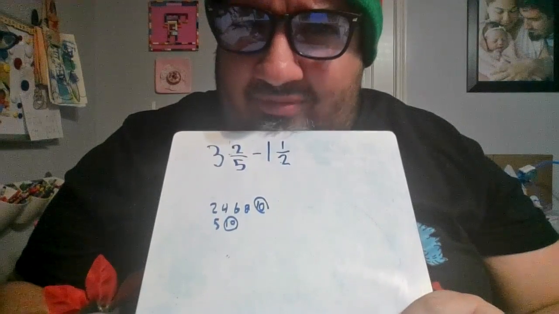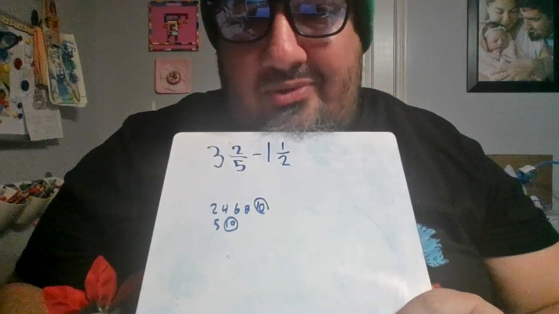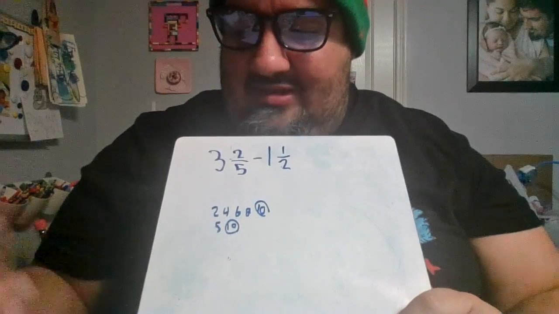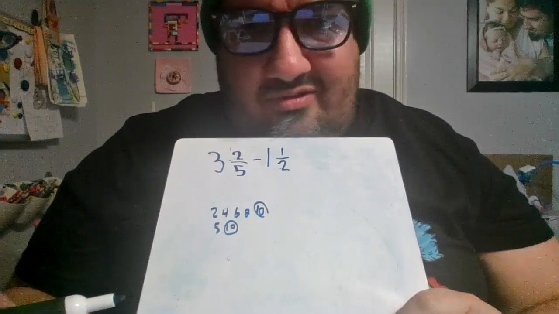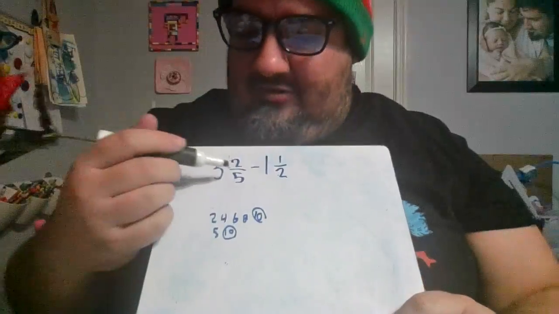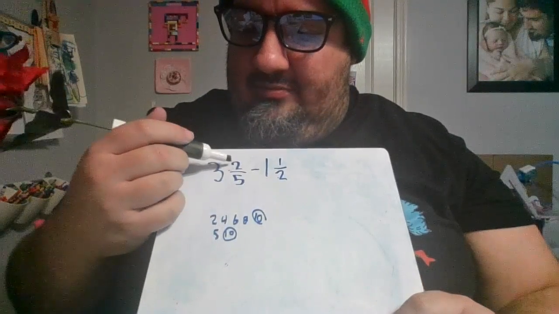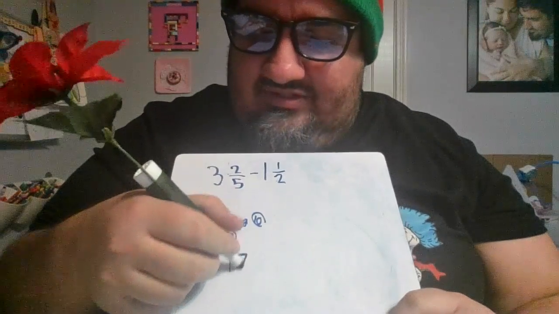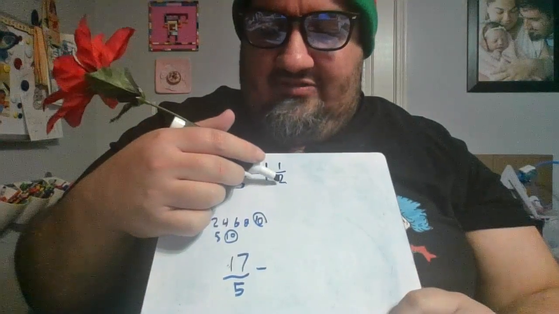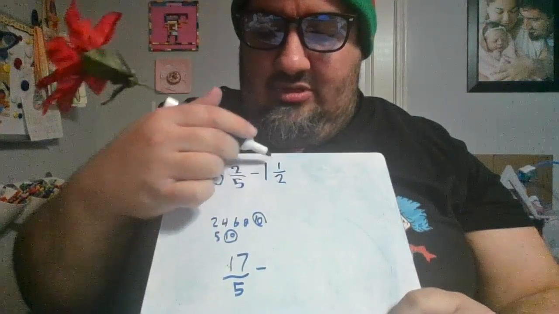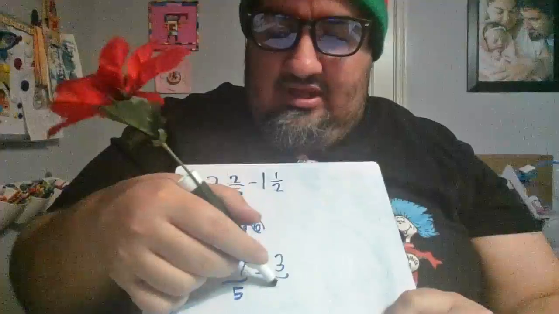But remember from yesterday, Mr. Morrison said you probably want to put these as improper fractions, because 2/5 is less than 1/2. So there's regrouping. And if you don't do this, it's a lot more work. So 3 times 5 is 15. Plus 2 is 17. So we have 17/5 minus 1 and 1/2. So 2 times 1 is 2. Plus 1 is 3/2. Okay.